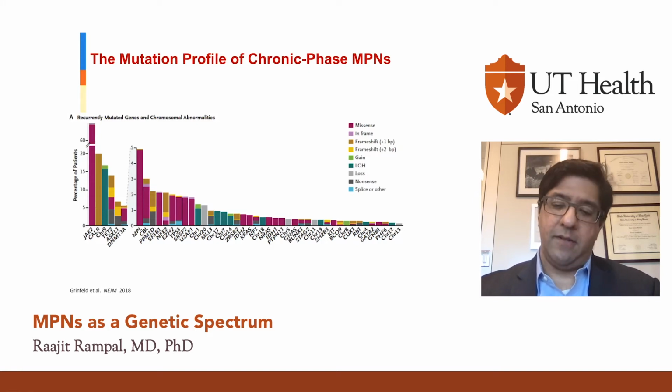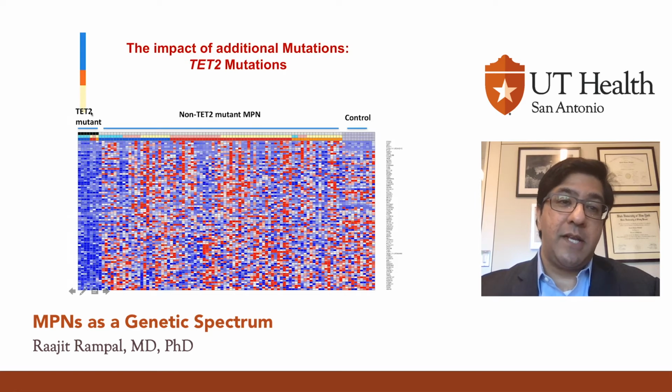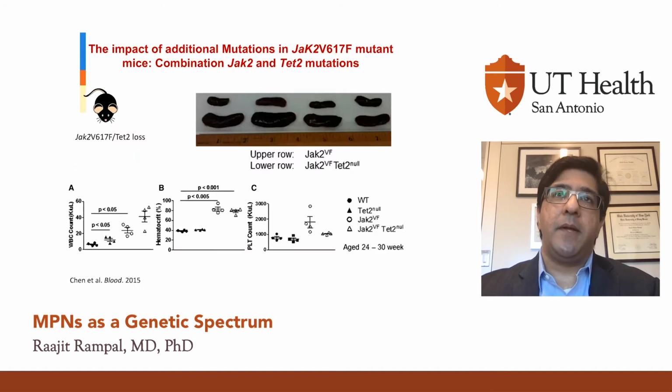What's the evidence for that, though? Well, some of the evidence comes from gene expression profiling, where if one looks at the gene expression profile of MPN patients with and without TET2 mutations, it's quite clear that patients with TET2 mutations cluster independently of those with non-TET2 mutations. And so at least on a gene expression level, that provides one argument that other mutations change the spectrum of the disease. But what about biologically? Well, a lot of our data in this regard comes from murine models, as it is relatively easy to combine two alleles and examine a phenotype.